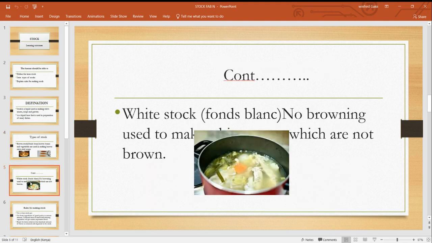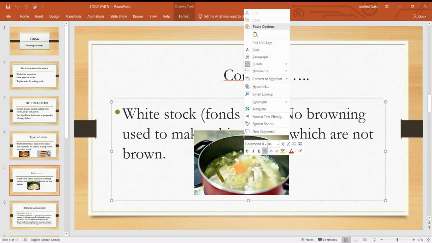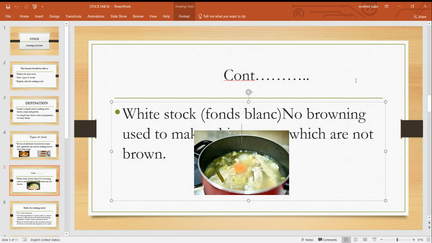Let us look at the white stock as a type of stock. Vicky Jelagat. Yeah, white stock. We do white stock when we have not browned the bones and the vegetables. So we use white stock, especially when we are producing the white sauces in food production.